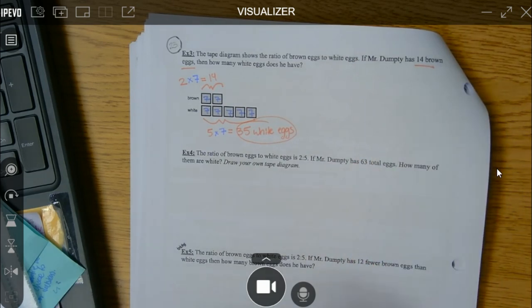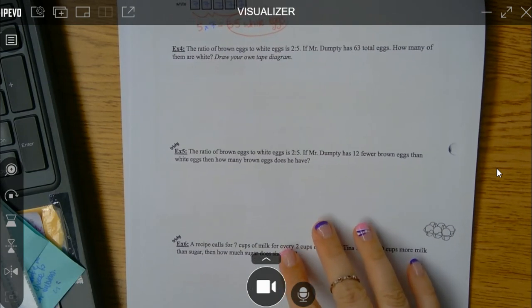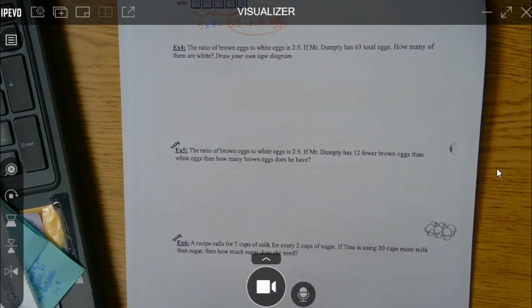Okay. If you didn't get that one right, it's okay. We have another chance. You got this one. Again, we still have a ratio of brown to white eggs, but this time instead of it being drawn, we have to draw it ourselves. Okay, it's not that bad.